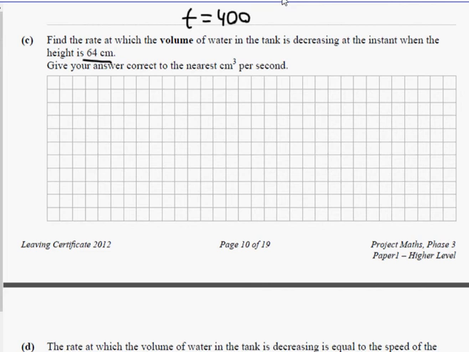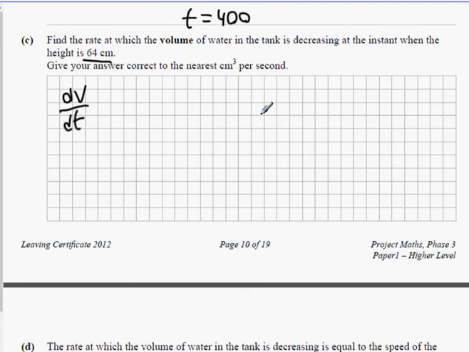Okay? So find the rate at which the volume of water, so what did I say? T is 400, yeah? Now, the volume of a water tank is decreasing. Rate. Give me two letters for that. We were doing it yesterday. We were looking at dV dt, weren't we? Now, this is part C, isn't it? So we're on dV dt.